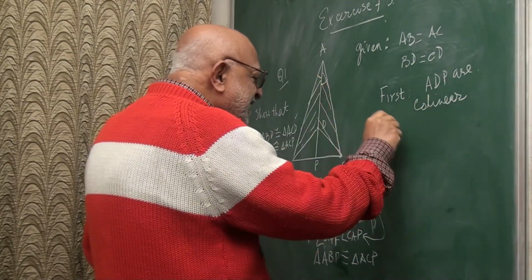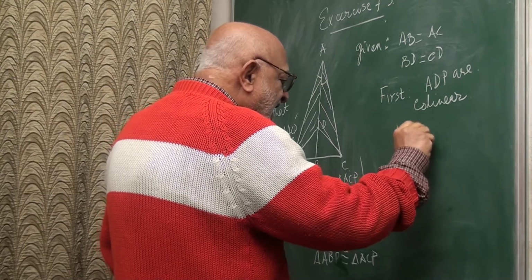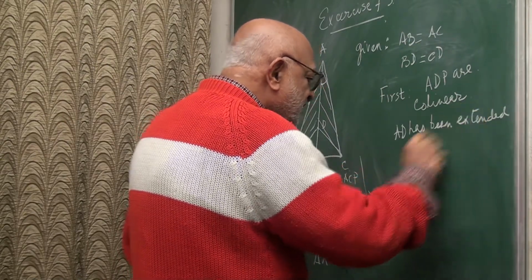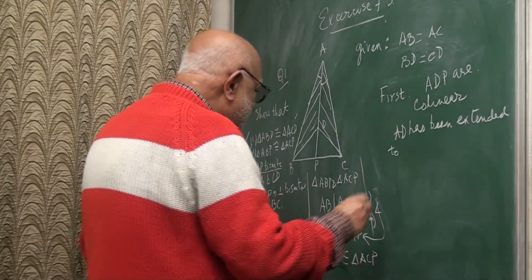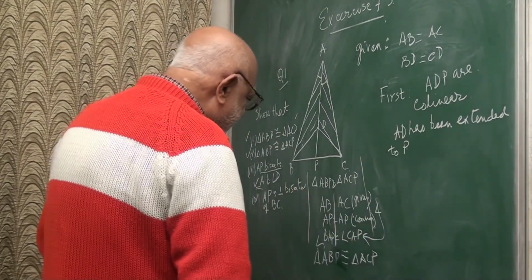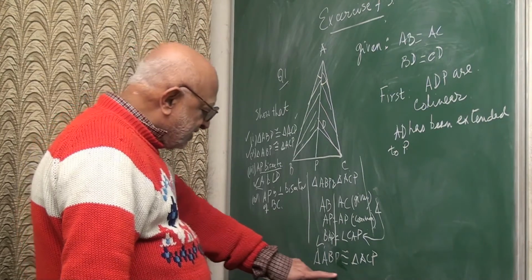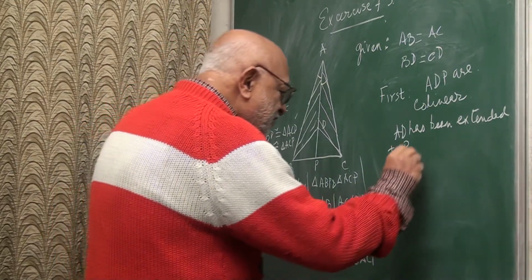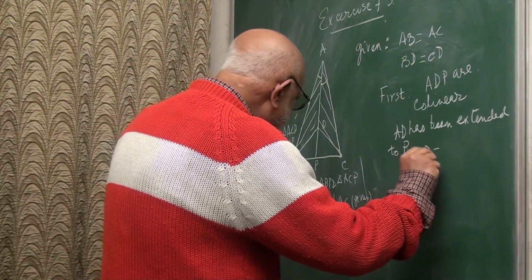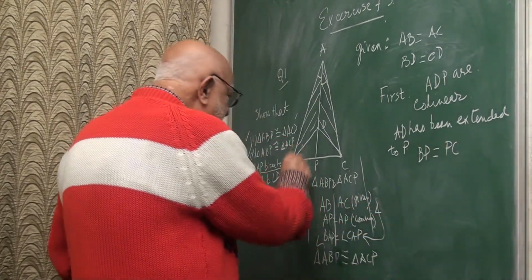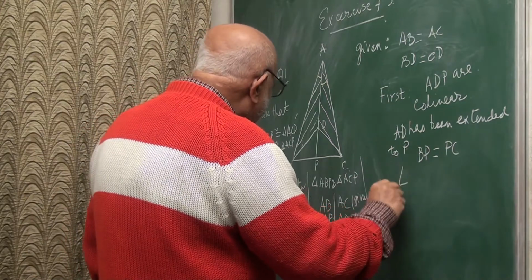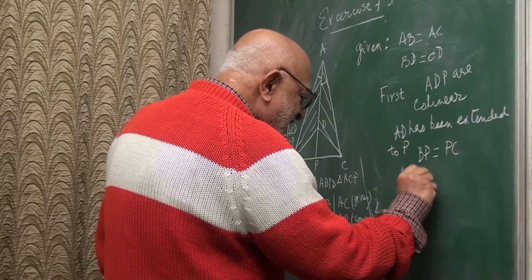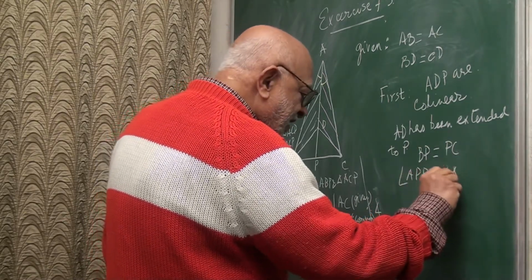Because AD has been extended to P. Since I have proven these two triangles are congruent, I can also take BP is equal to PC, and angle APB is equal to angle APC.